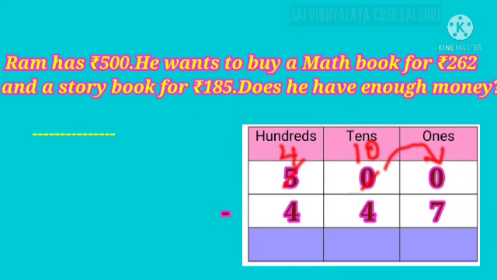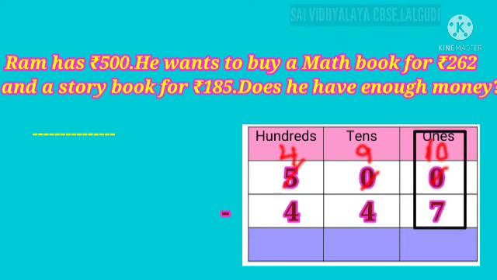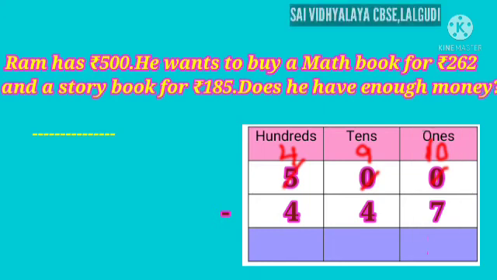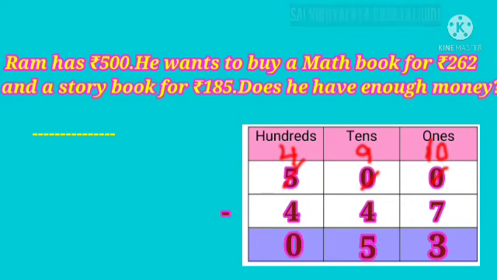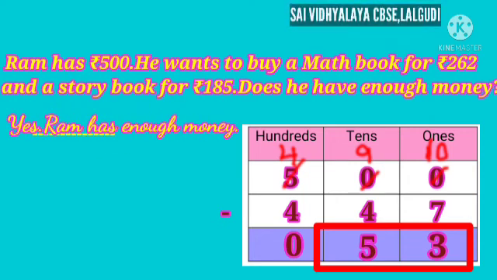Now in tens place 9 tens are there. In ones place there are 10 ones. Now we can subtract 7 from 10. 10 minus 7 is 3. 9 minus 4 is 5. Answer is rupees 53. So Ram has enough money. Let's see the next sum.